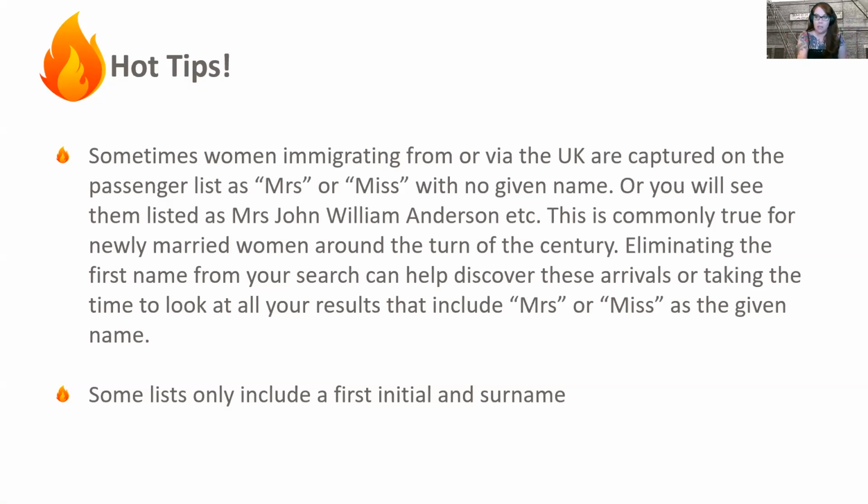You can eliminate the first name and see what you get. Or when you're scrolling through your results, look for those first names that are transcribed as Mrs. or Miss, and take a look at those if everything else looks good and close. Sometimes documents around this time also just include a first initial and a surname. And so again, eliminating the first name can be really helpful to get the result that you want.